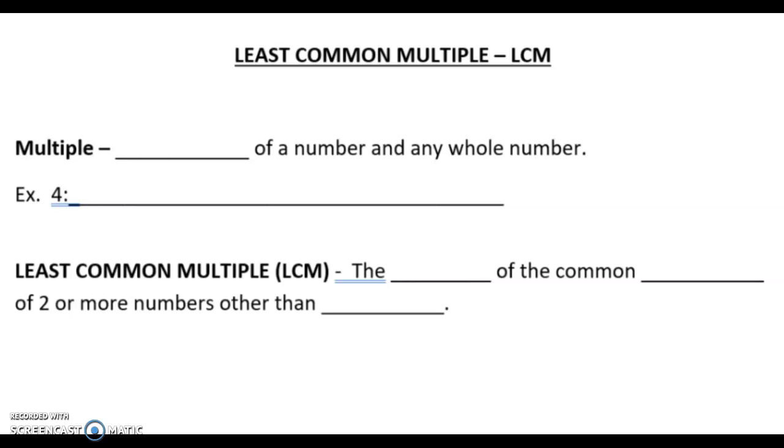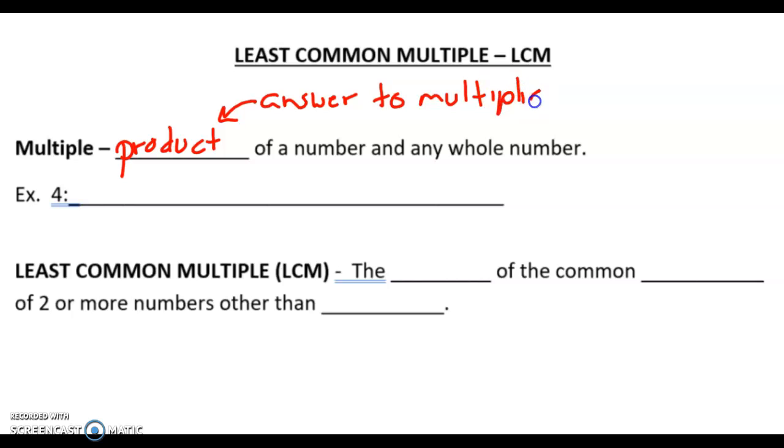All right, so let's look at what the least common multiple is. Well, first you have to understand what a multiple is, where a multiple is the product of a number and any whole number. Now let's remember what a product is. A product is the answer to multiplication. That means you're going to be multiplying. It is the answer to multiplication. It is the product of a number and any whole number.